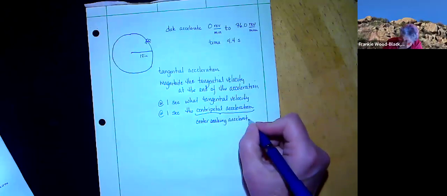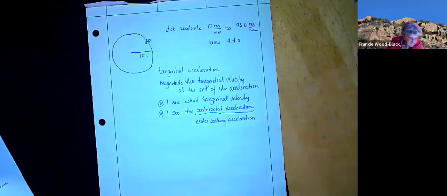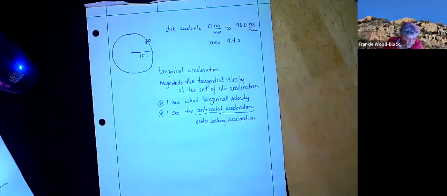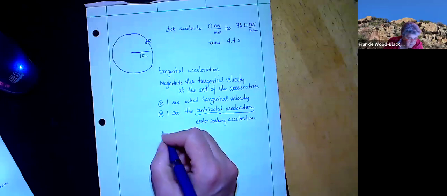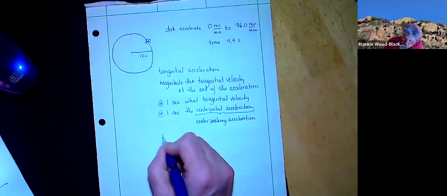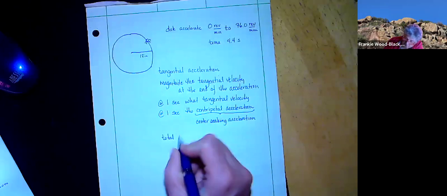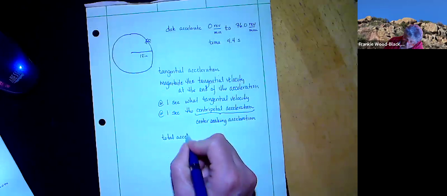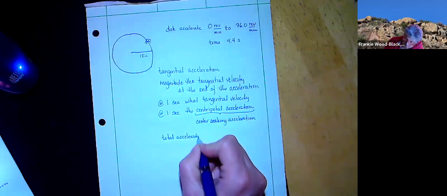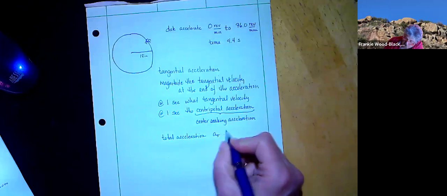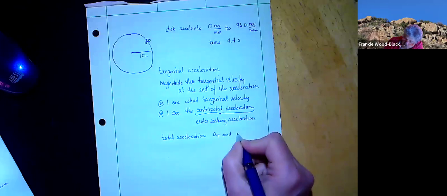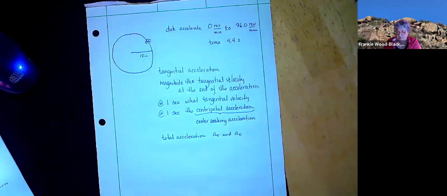That's the center-seeking acceleration. All right, and then finally, the last one is we want to know, at 1 second, what's the total acceleration? And this is going to be our acceleration tangential and our acceleration centripetal.